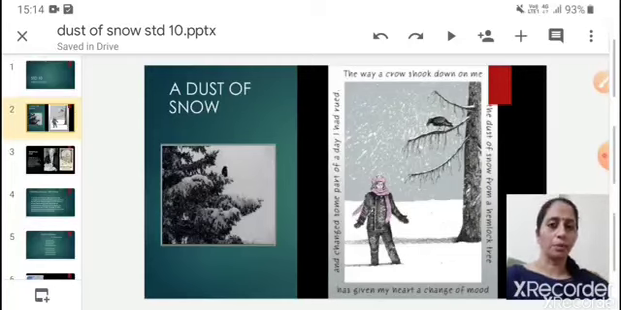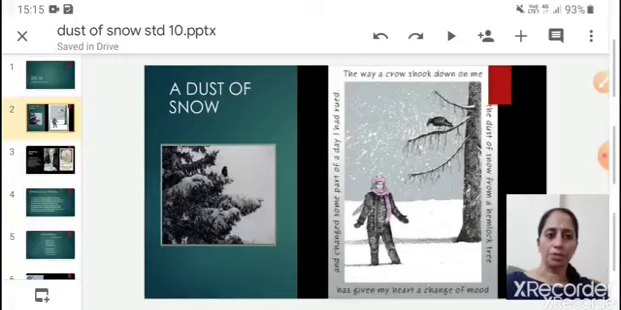Before I actually begin with the poem, I hope, students, all of you have downloaded your English textbook from the CBSE website, and also a book and a pen is kept ready to jot down the important points. So in this literature class, students, we will begin with a poem, and the name of the poem is A Dust of Snow.